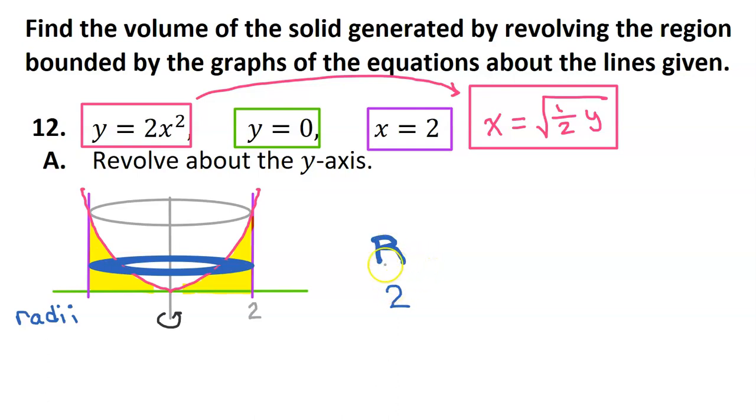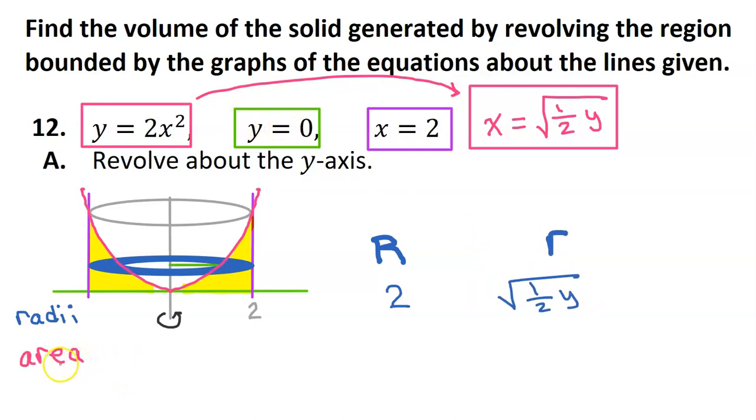How about the small radius? To write an expression for the small radius, we will subtract the function on the right minus the function on the left. The function on the right is the parabola, so that is going to be the square root of 1/2 y. The function on the left is 0. So we don't really need to put the minus 0.